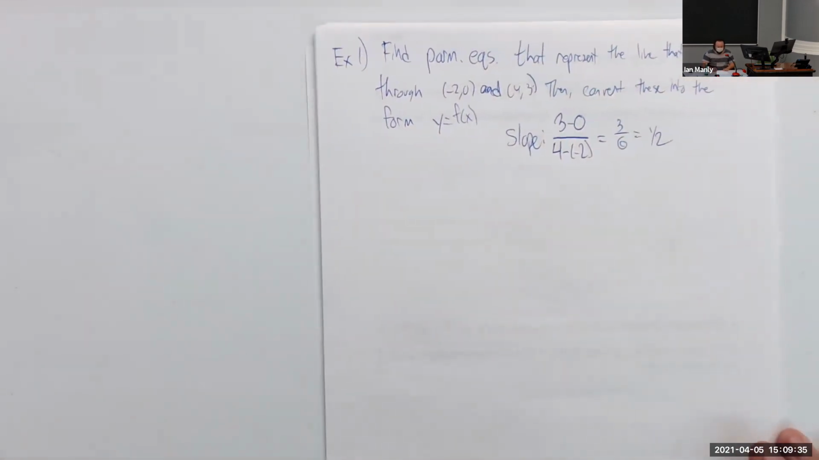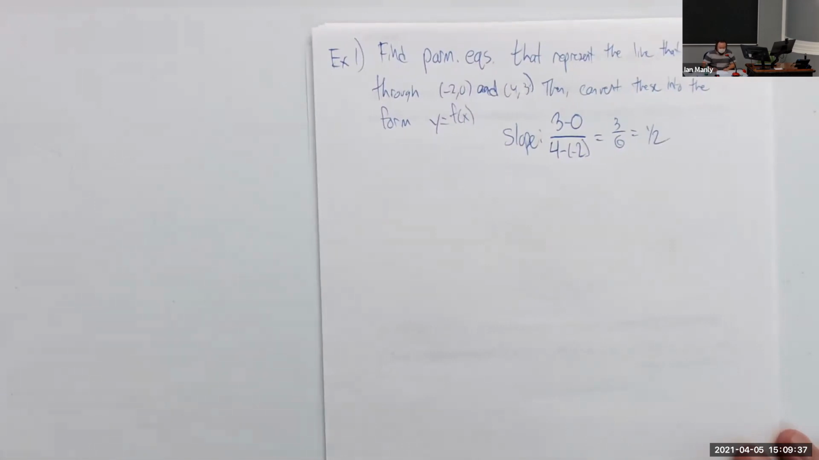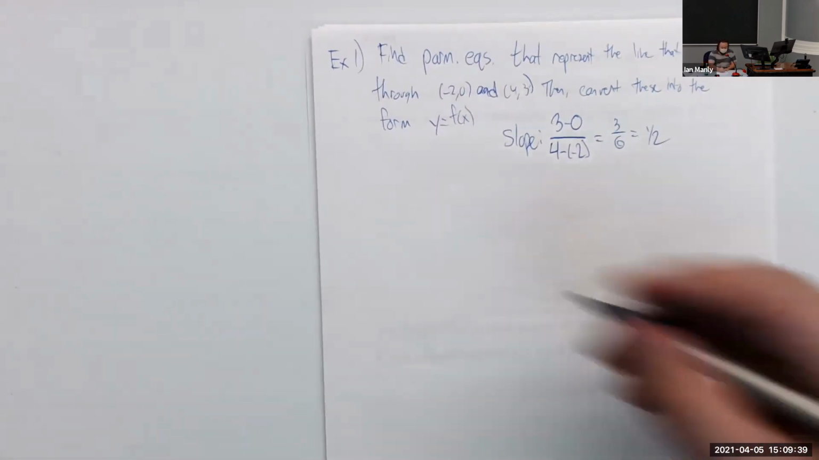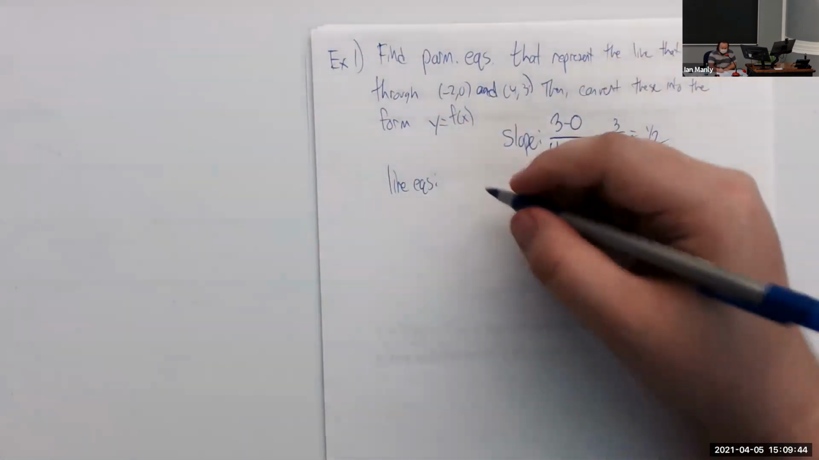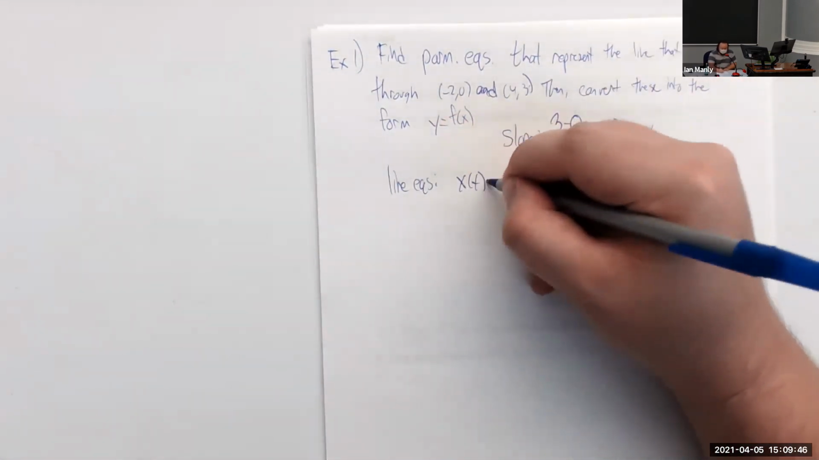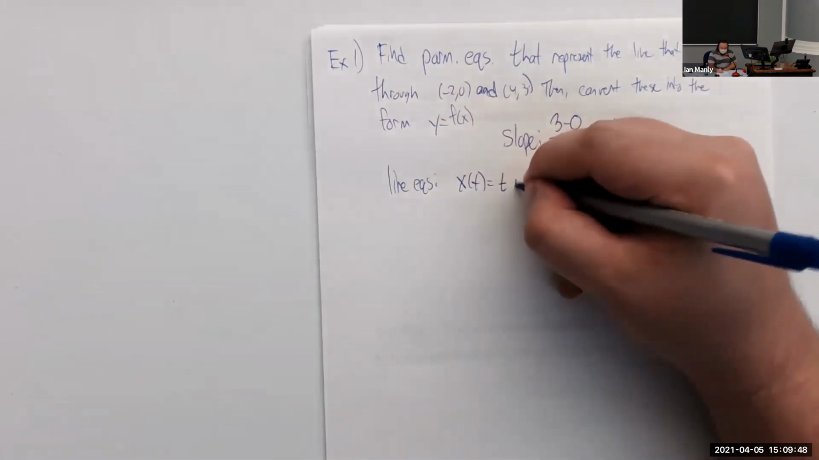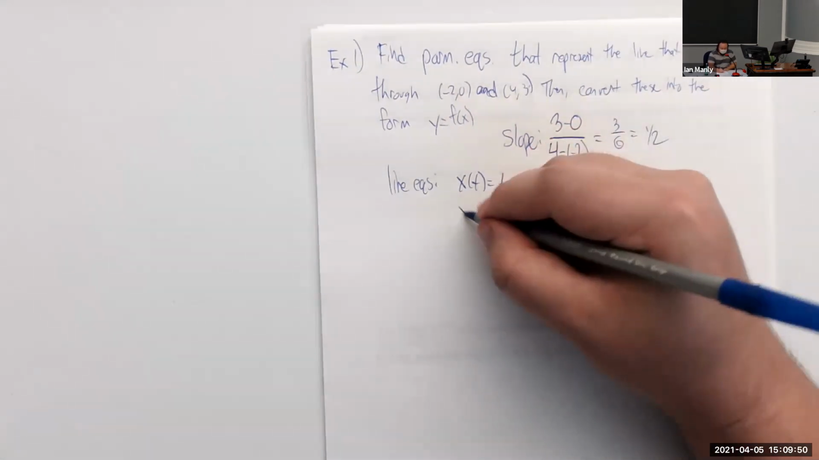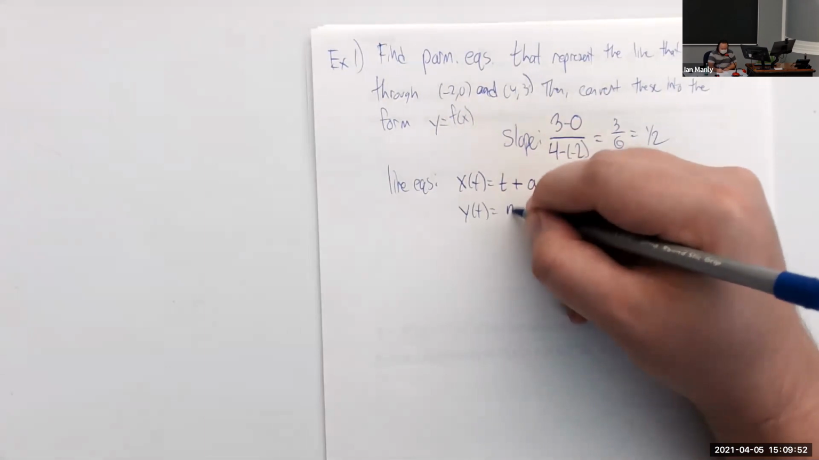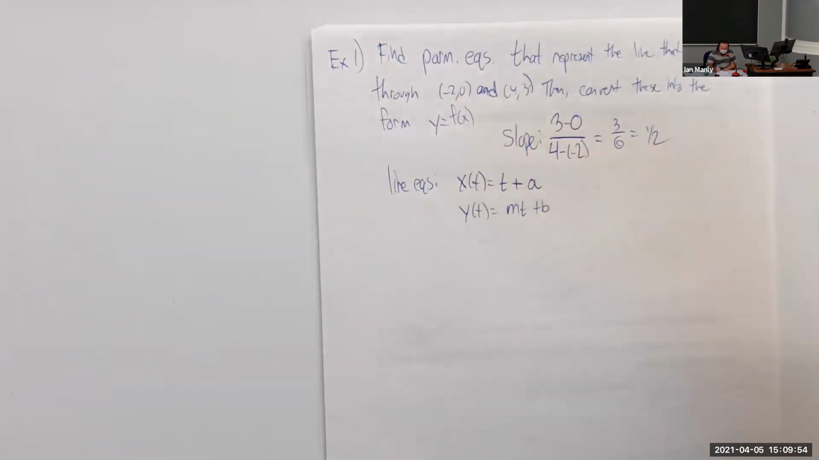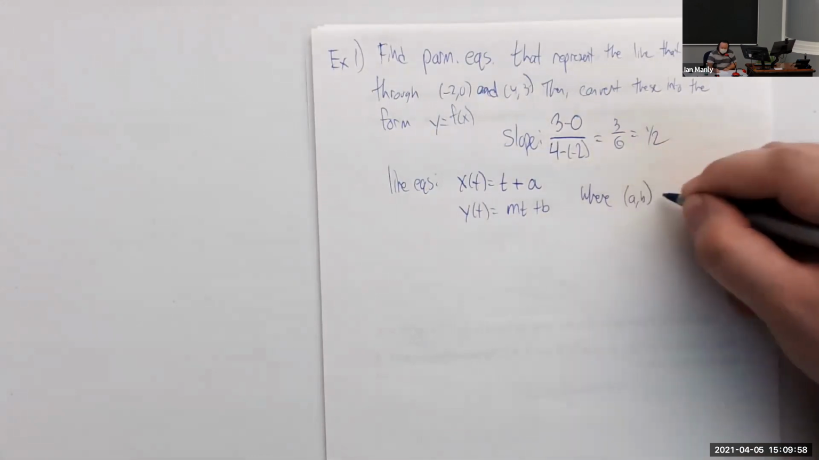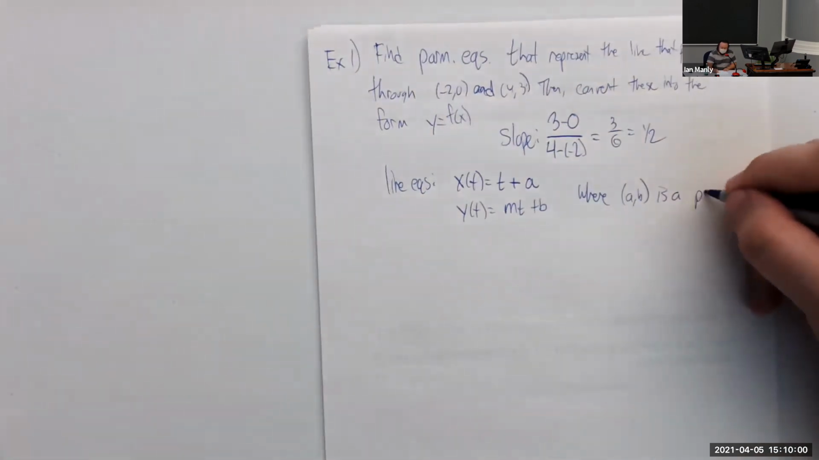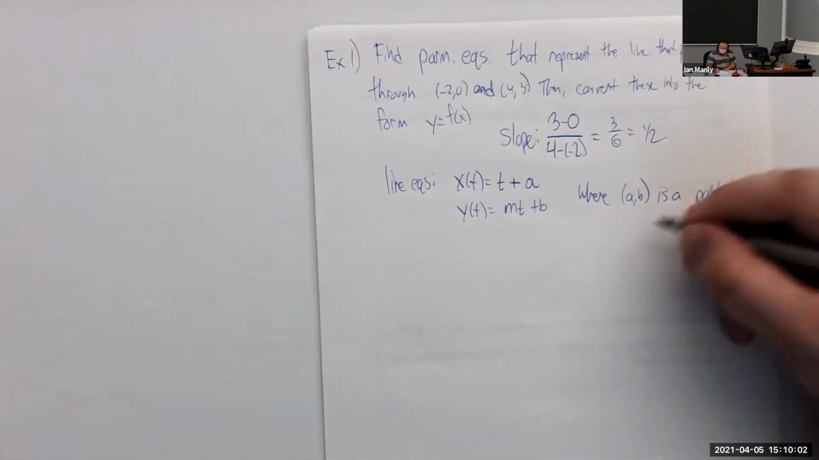So there's our slope. And then to make a line, here are our line equations. We're going to have x of t be t plus a, and then y of t be mt plus b. And what are the a and b? Where a and b is a point the line goes through.